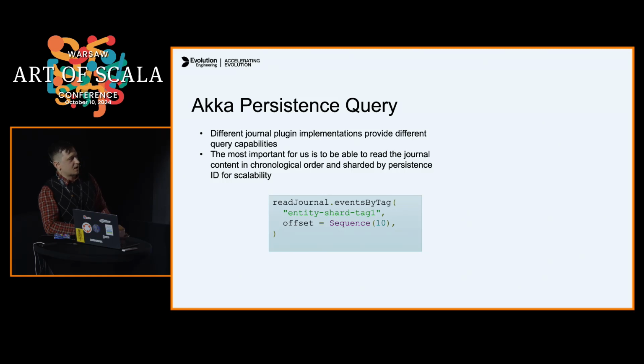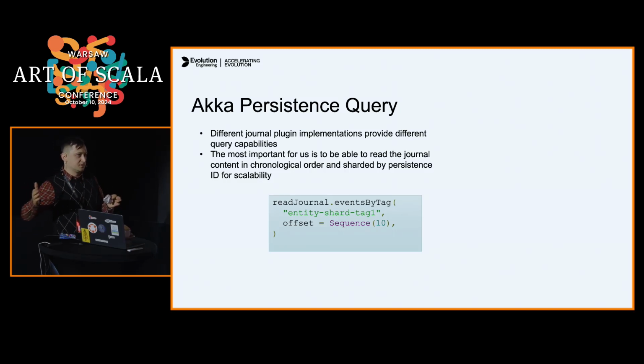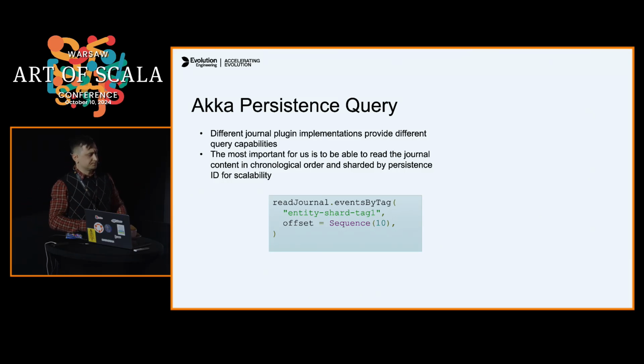The thing which Akka Persistence provides for this functionality is called Akka Persistence Query. Basically, it gives you a way to read the journal in chronological order, and for performance, you don't want one big stream for all the events in the system, but you want them sharded, so you can split the streaming. But it only gives you a way to read the events, not to build the projection. Out of the stream, you will need to build the projection yourself, but it's a building block for that.